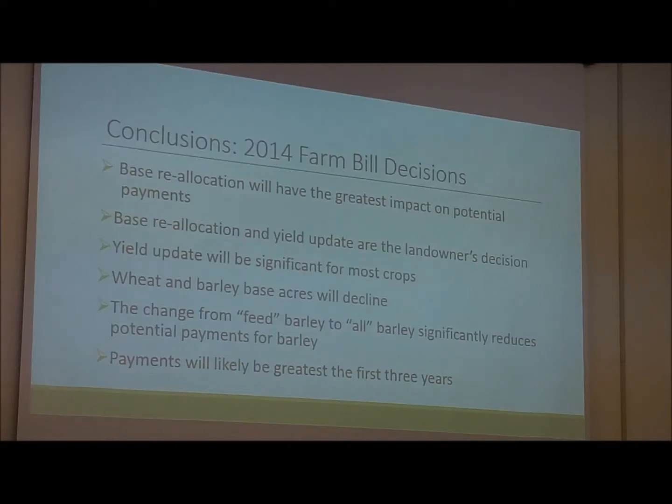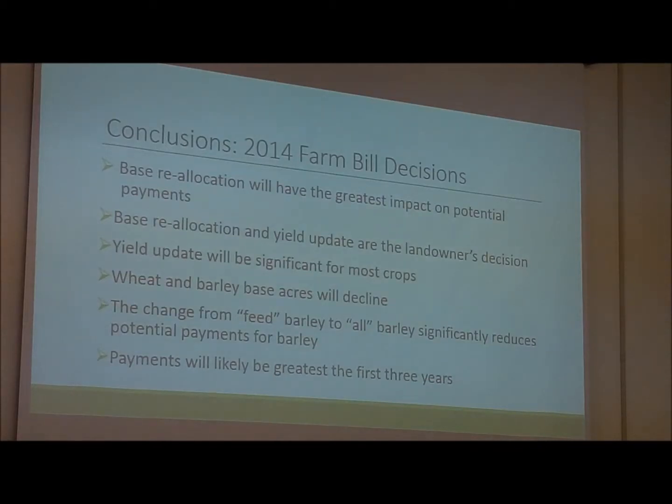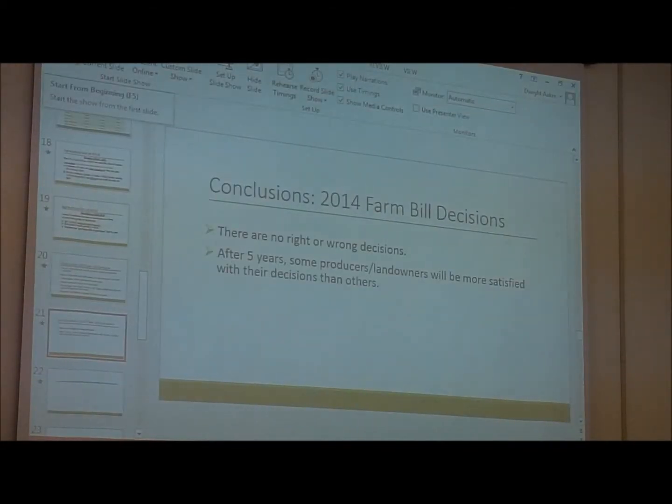You make an election, you choose ARC, PLC, and it's good for 5 years. If you had your druthers, you'd probably take ARC to begin with and switch in year 3 or 4, but you can't do that. In all cases, the landowner has the final say. Okay, that's a good point. The landowner is the decision maker for yield update and base reallocation. The operator, the producer, has the decision for the ARC, PLC decision.